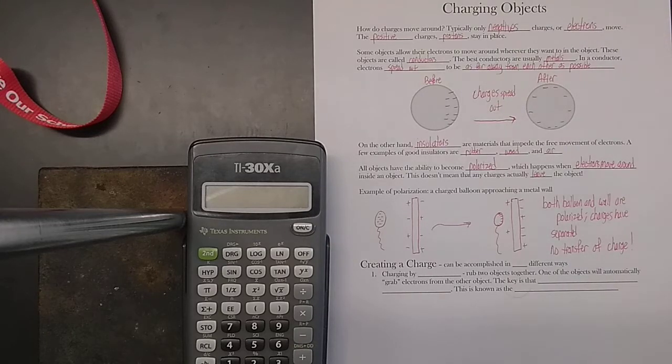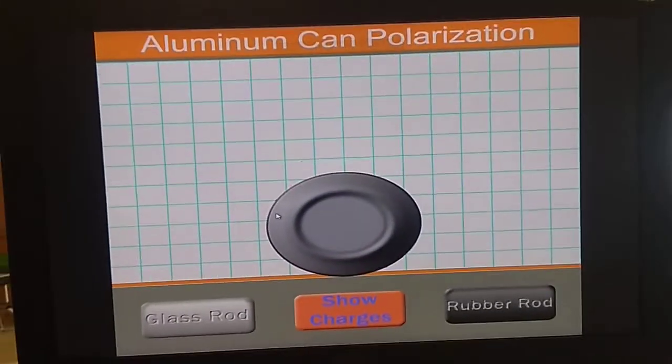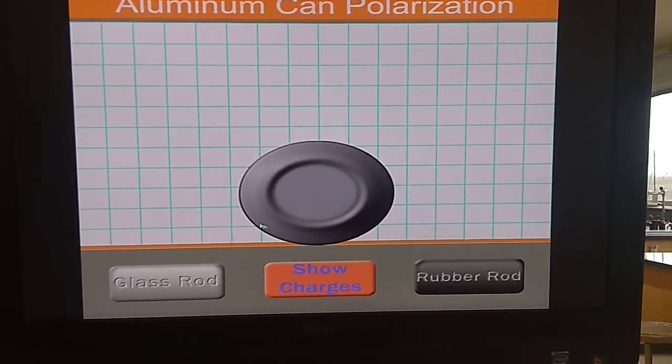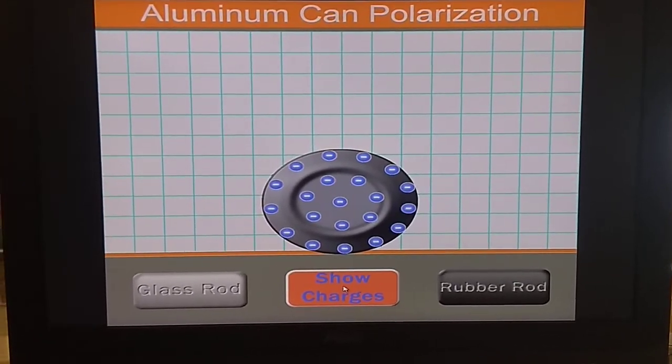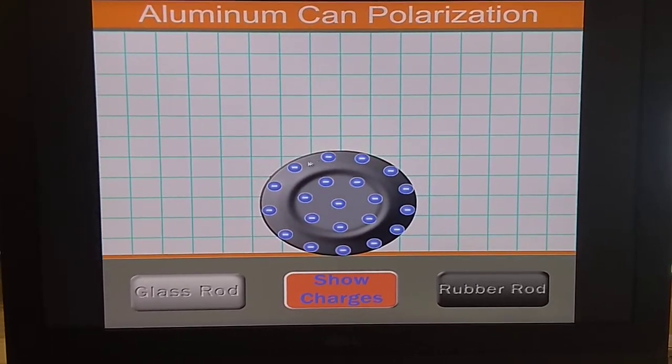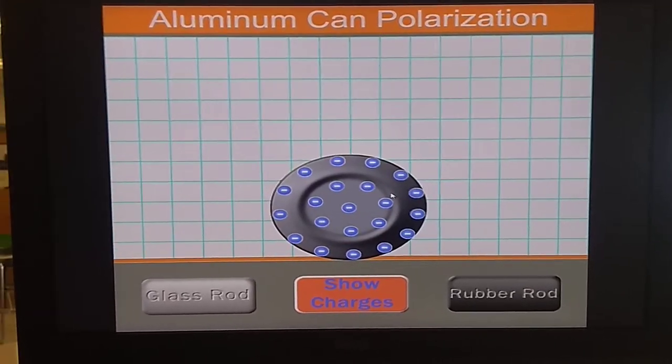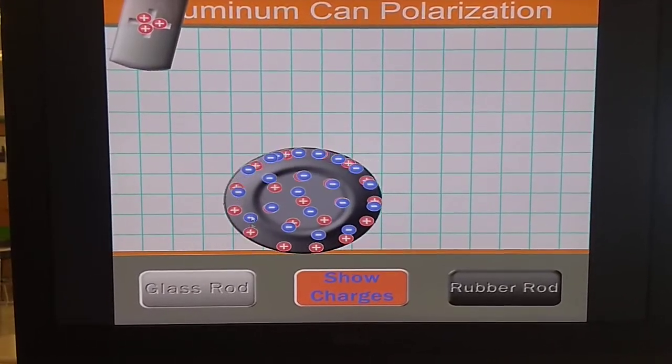Now, I want to show you real quick an example of polarization, not charging. I can show it to you with this little demonstration that you can actually do at home. Aluminum can polarization. You can do this with a soda can. Let's show the charges on the soda can. You see a whole bunch of negatives here, and I think they're just covering up the positive charges. So this soda can is actually neutral. Oh, okay, you see them there now.